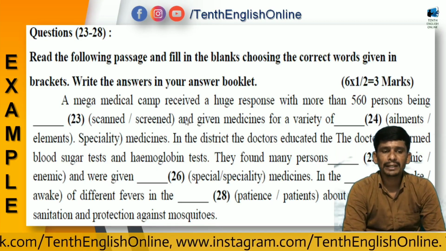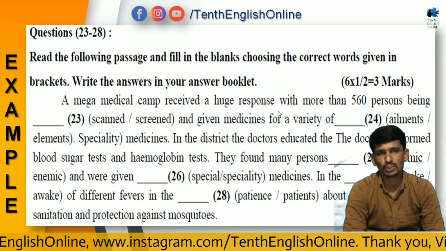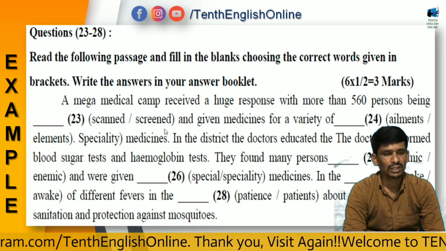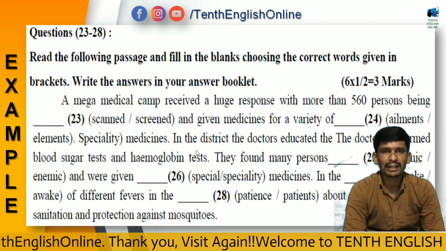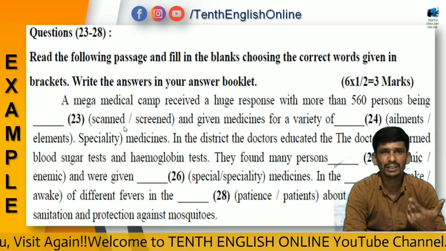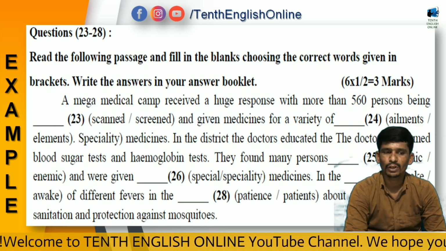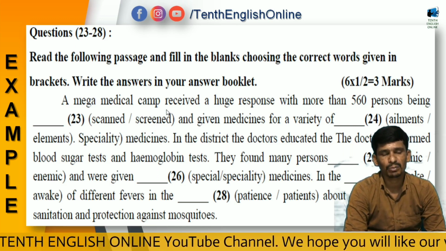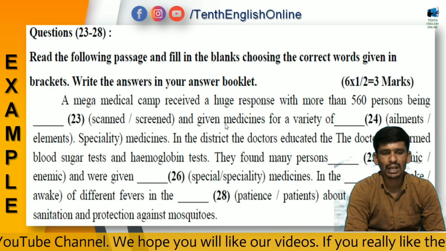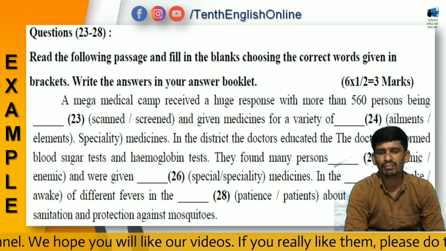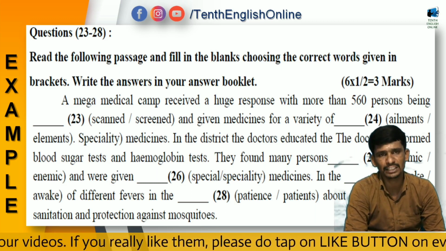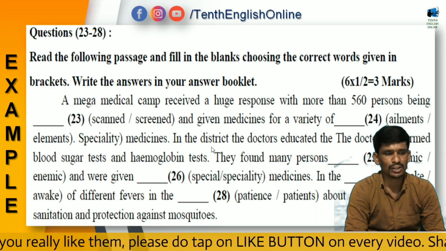A mega medical camp received a huge response, with more than 560 persons being dash. Okay, it's a medical camp. They are checking the people. What do we call checking people? Scanning or screened. Mostly screened is the medical term. 560 persons being screened. So this is the correct answer. And given medicines for a variety of dash, ailments or elements. Ailments means what? Diseases. So ailments is the correct answer.